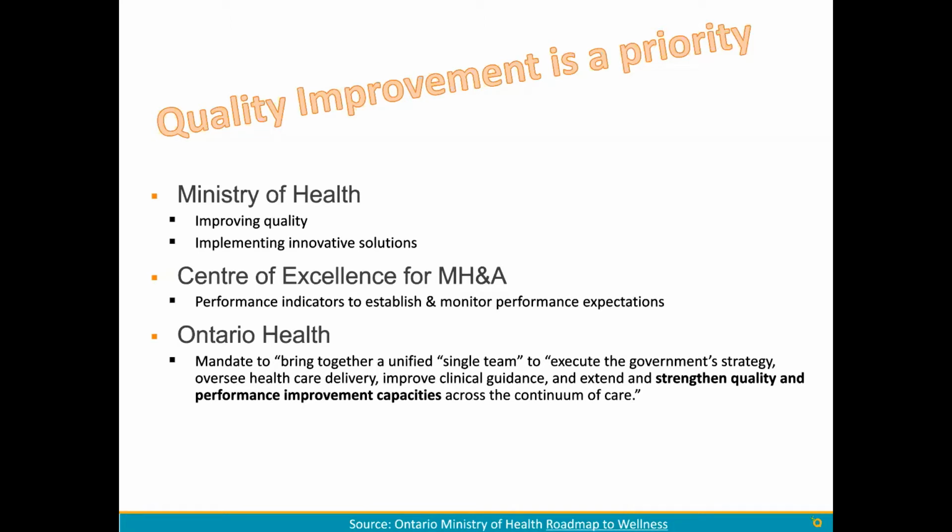So we know that quality improvement is a priority, and this has been clearly outlined in plans from the Ministry of Health, the Centre of Excellence for Mental Health and Addiction, and Ontario Health. So there's a mandate to improve quality, implement innovative solutions, develop performance indicators to establish and monitor performance expectations, and Ontario Health's mandate to bring together a unified single team to execute the government strategy, oversee healthcare delivery, improve clinical guidance, and extend and strengthen quality and performance capacities across the continuum of care.